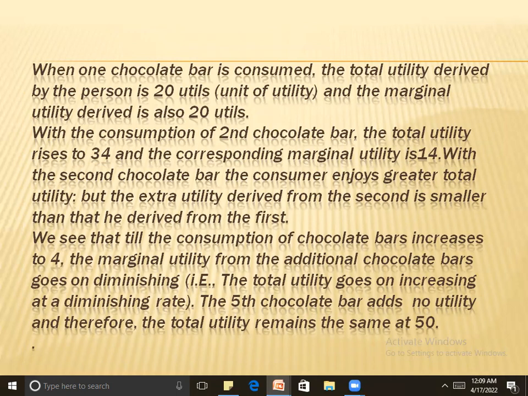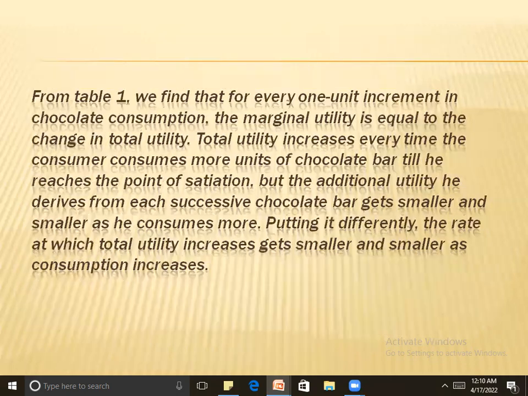With the consumption of a second chocolate bar, the total utility rises to 34 and the corresponding marginal utility is 14. With the second chocolate bar, the consumer enjoys greater total utility, but the extra utility derived from the second is smaller than that derived from the first. We see that till the consumption of chocolate bars increases to 4, the marginal utility from the additional chocolate bars goes on diminishing. That is, the total utility goes on increasing at a diminishing rate. The fifth chocolate bar adds no utility, and therefore the total utility remains the same at 50.